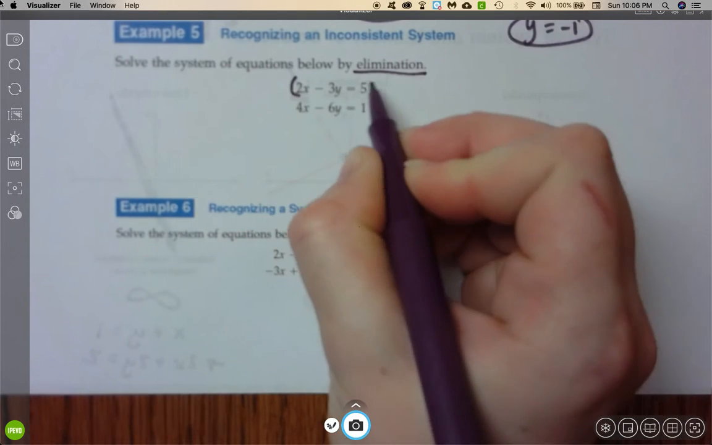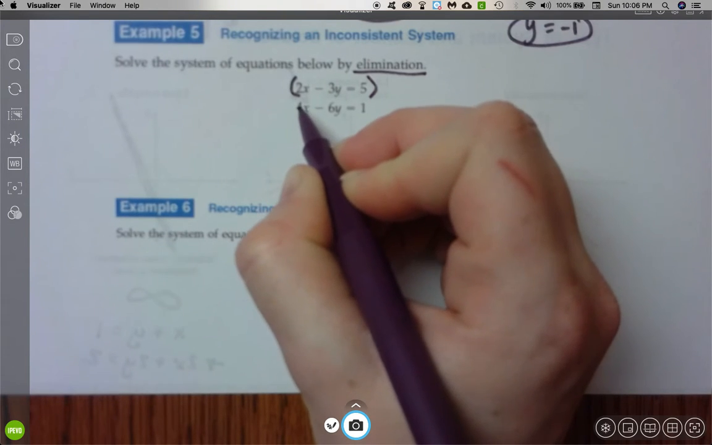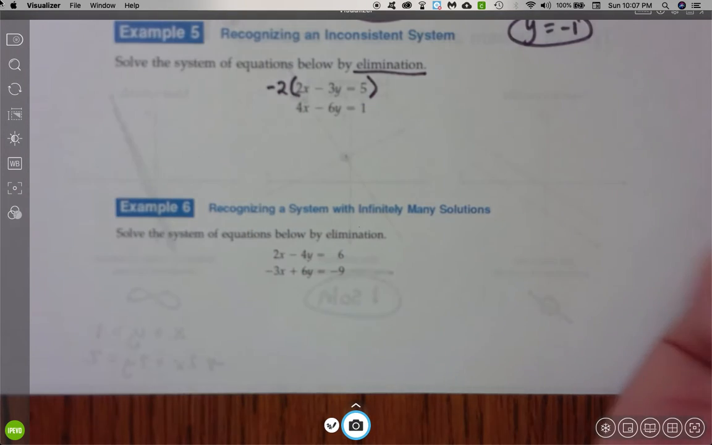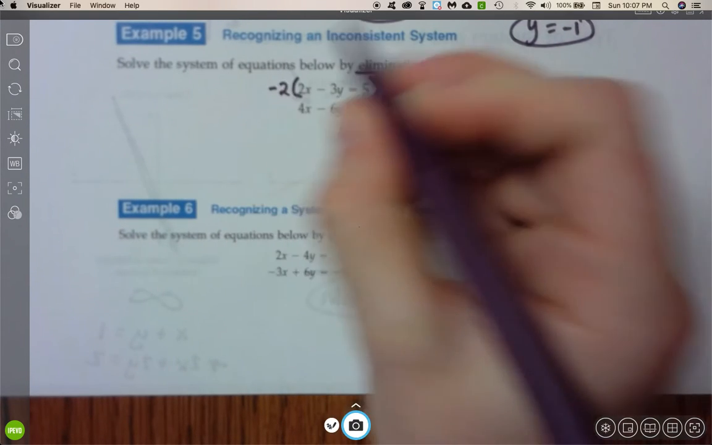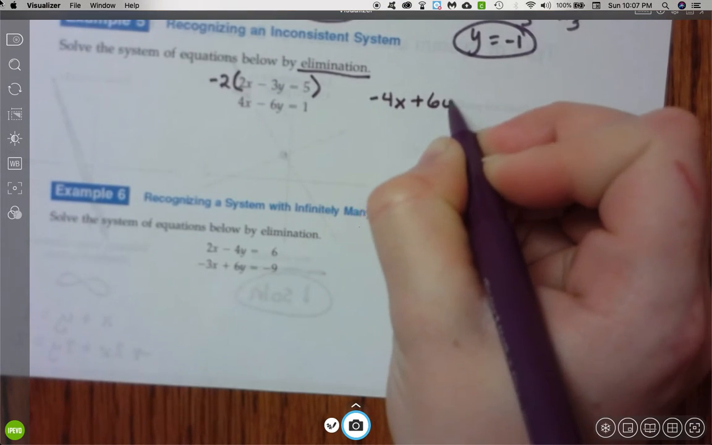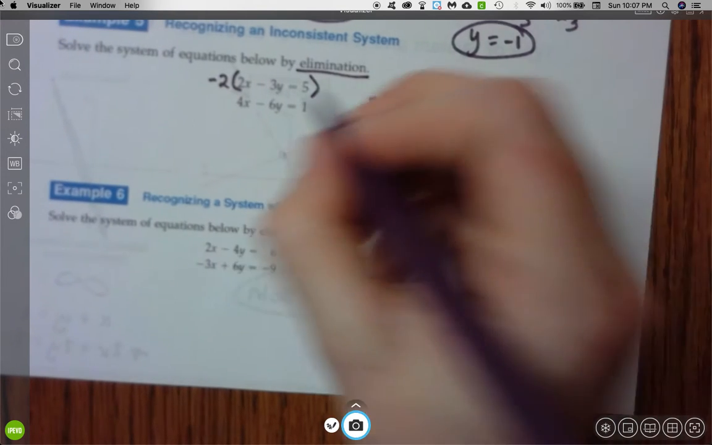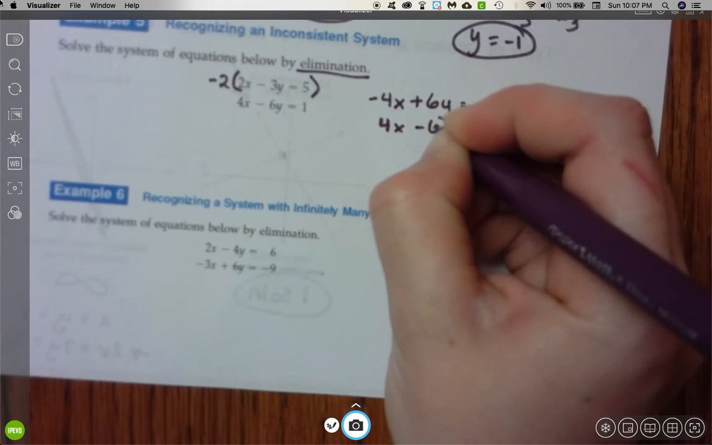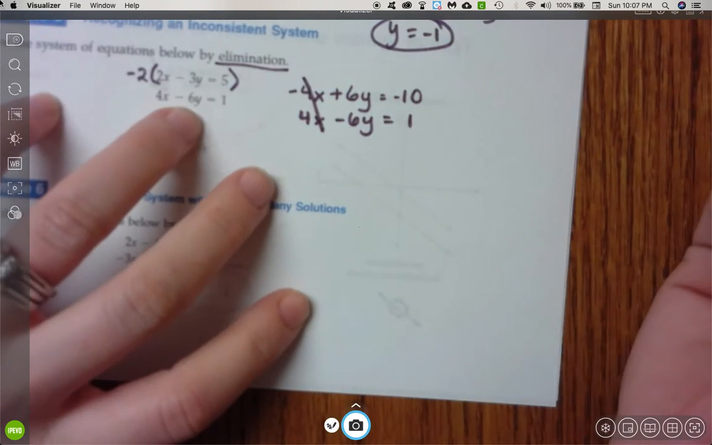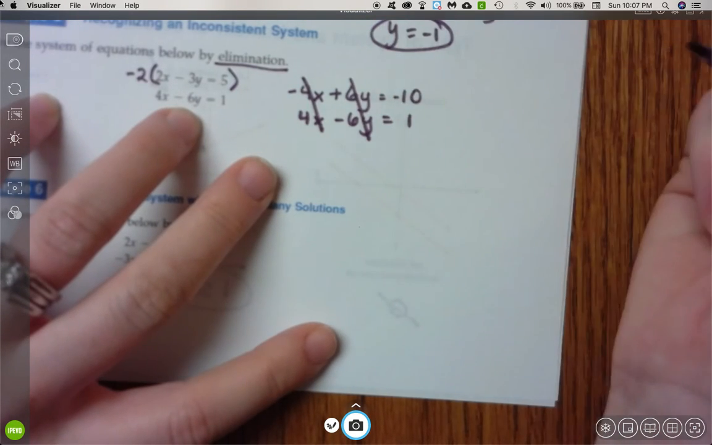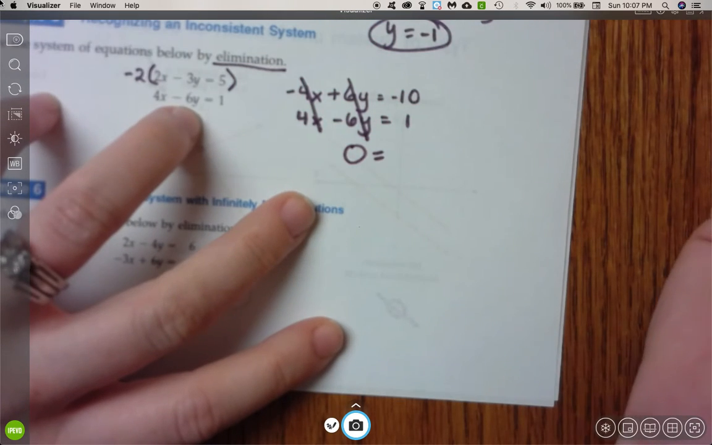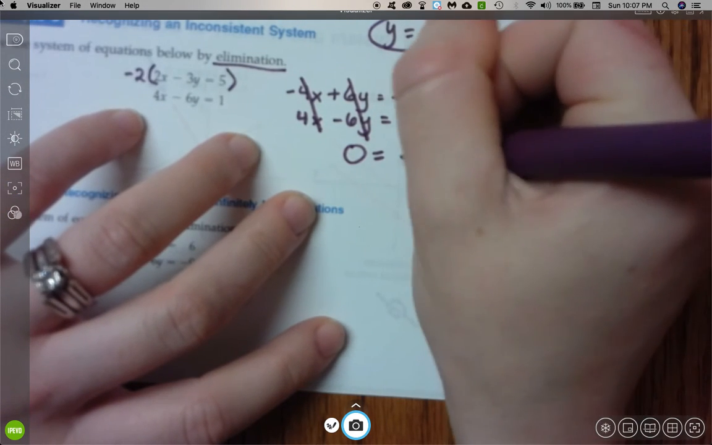Let's take this top equation, and let's say I want to cancel the x's out. So if this is 4 down here, I want this to be 4 up here also, and I'm going to multiply him by -2 because he has to be a -4 in order to cancel. So the top equation is going to look like -4x plus 6y equals -10. The bottom is going to be 4x minus 6y equals 1. My x's canceled out, but so did my y's. So I have my equal sign here, and then I have nothing left on this side, so we just put a 0. -10 plus 1 will give me -9.